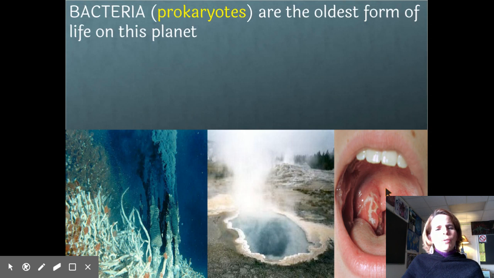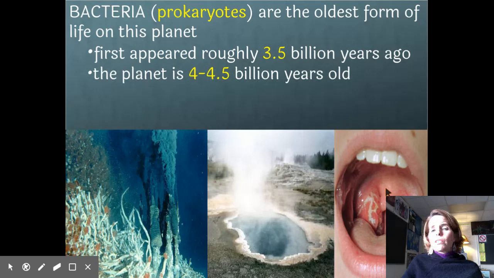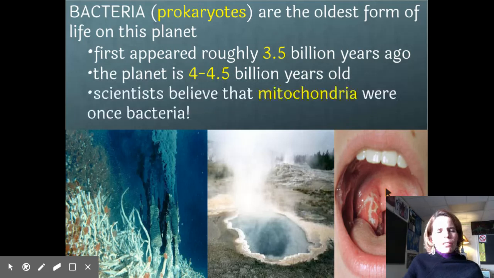First of all, we talked in a previous unit, we said that bacteria are known as prokaryotes, and evolution says that we think bacteria are the oldest form of life on this planet. We think that life first showed up on this planet about 3.5 billion years ago, but the planet is about 4 to 4.5 billion years old.